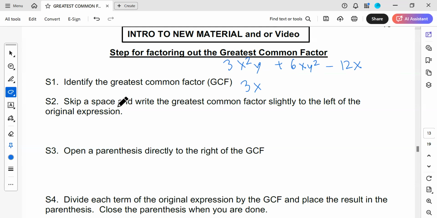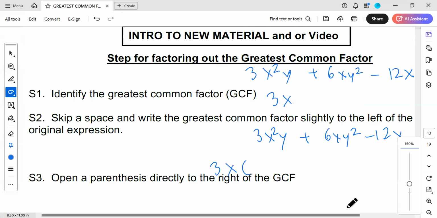Now it says skip a space and write the greatest common factor slightly to the left of the original expression. So if I have my original expression, 3x squared y plus 6xy squared minus 12x, I'm going to skip a space and go to the left and put my 3x. Step 3 says open a parentheses. I'm going to zoom in a little bit.